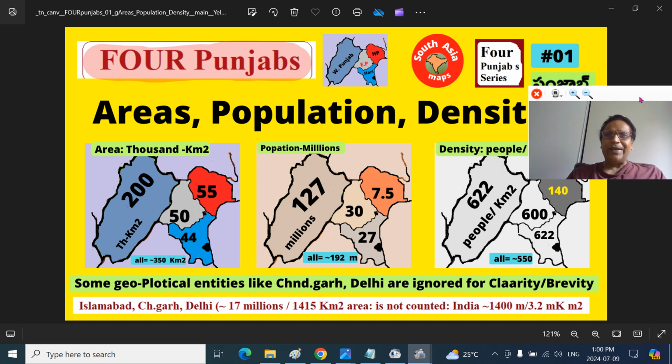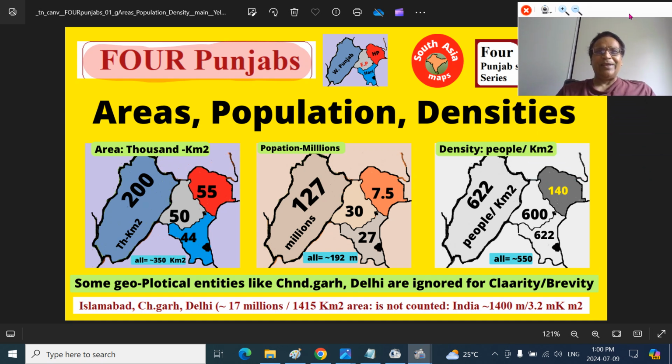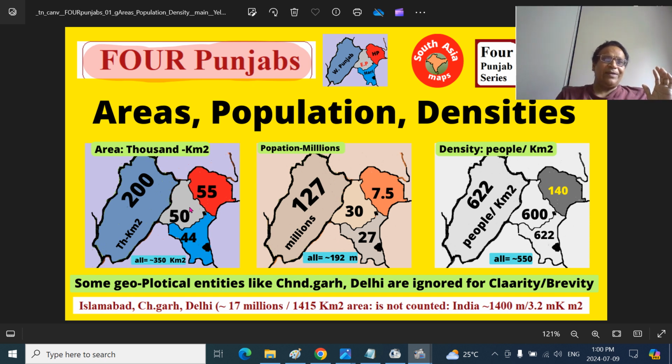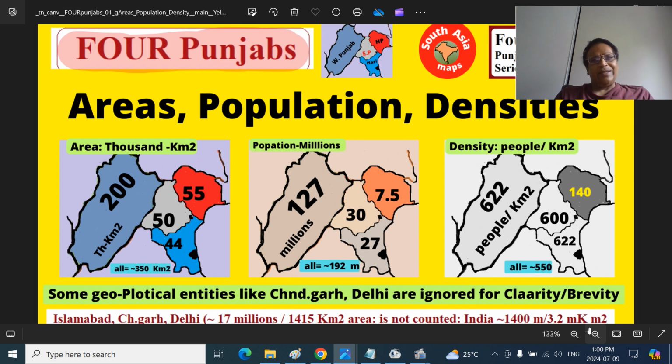Today we are talking about this area's population densities. All these figures you see here, Mitronam, are in units of 1000 square kilometers. When you see 200 here, add three more zeros. I dropped those to make things easy. There are four Punjabs here: Pashchim Punjab, East Punjab, Himachali Punjab, and Haryana Punjab.